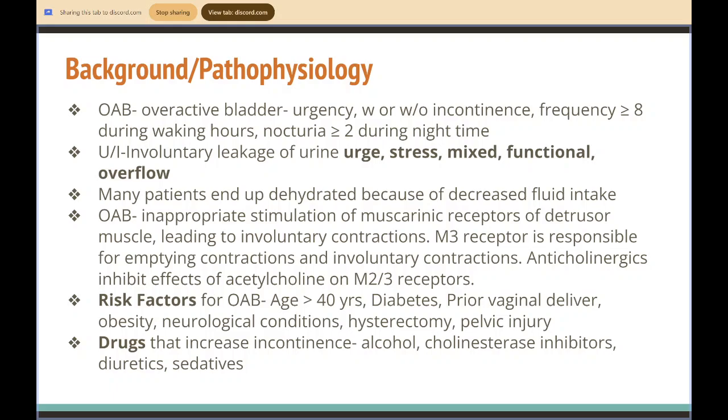Drugs that can increase incontinence are alcohol, cholinesterase inhibitors, diuretics, and sedatives. Does anyone know any names of cholinesterase inhibitors? All right, anyone else have any guesses for cholinesterase inhibitors? So we have donepezil, rivastigmine, galantamine, and I'm going to check on physostigmine.